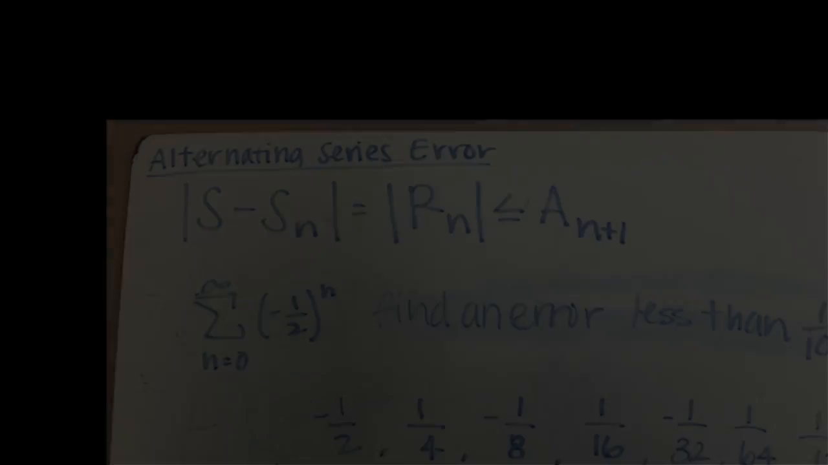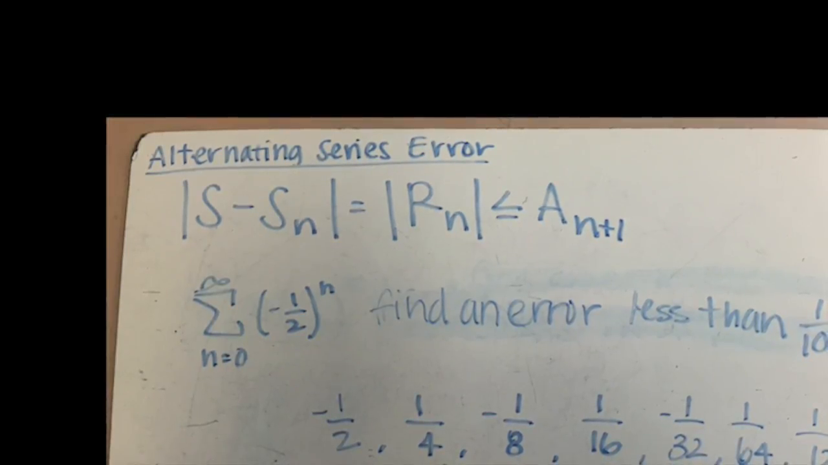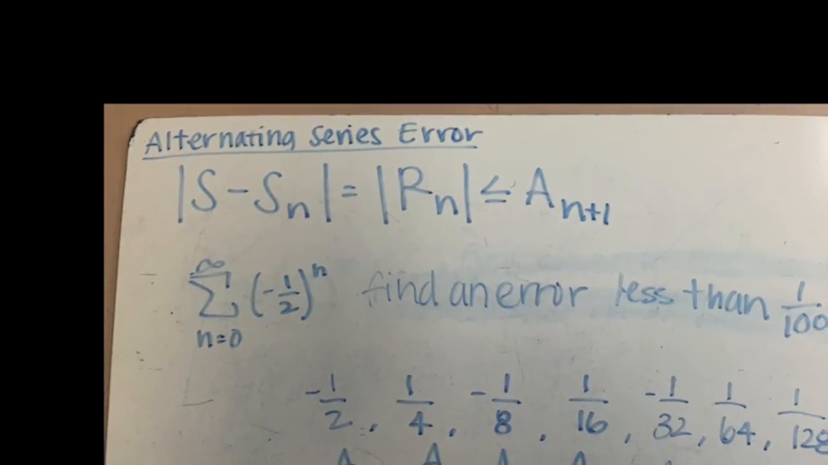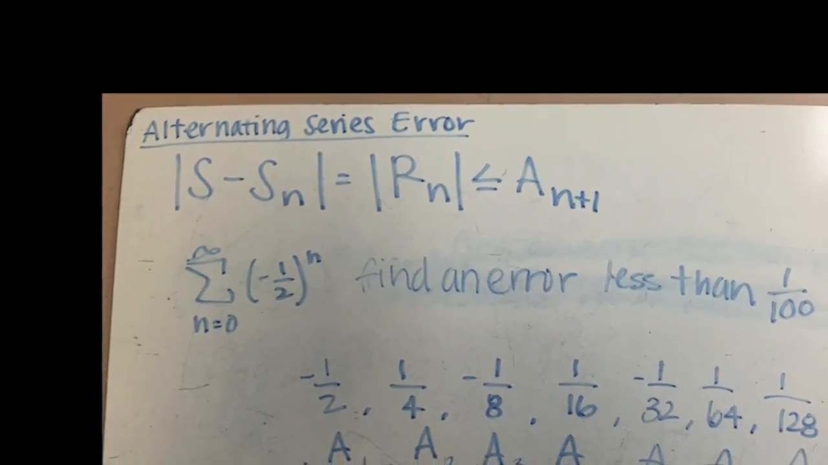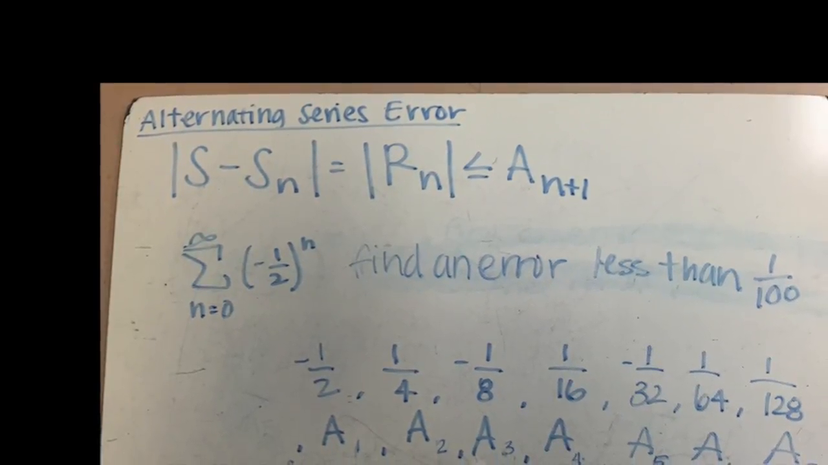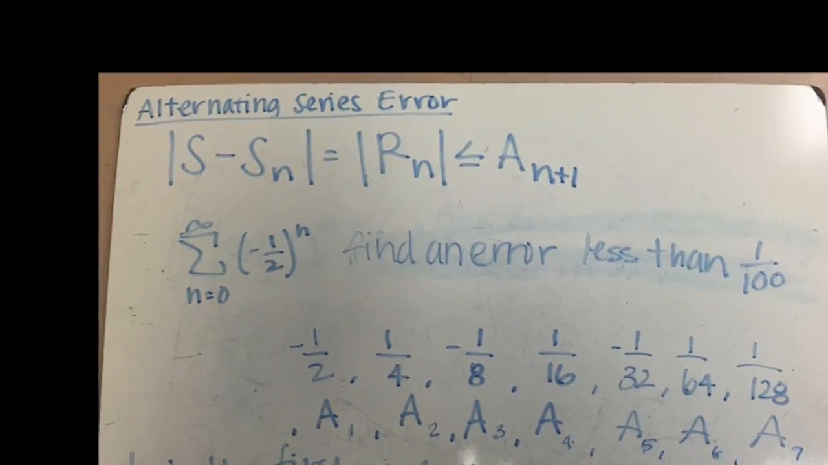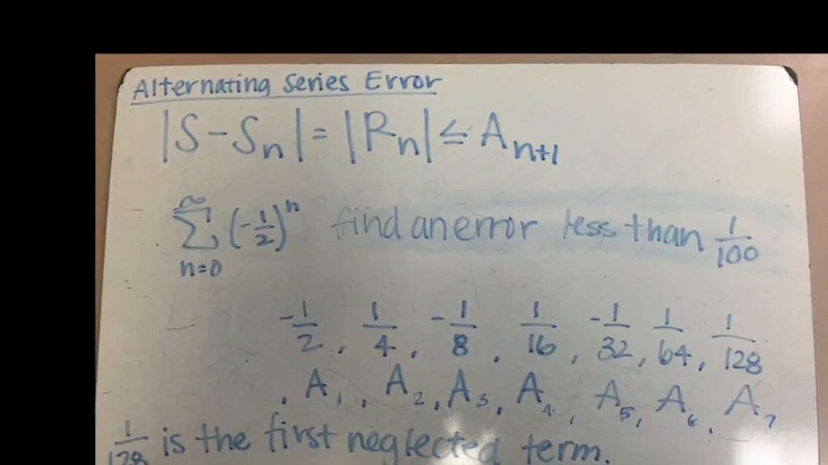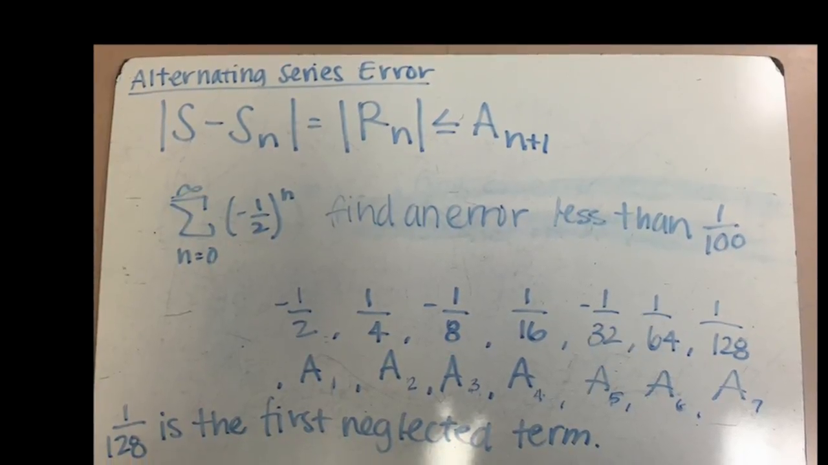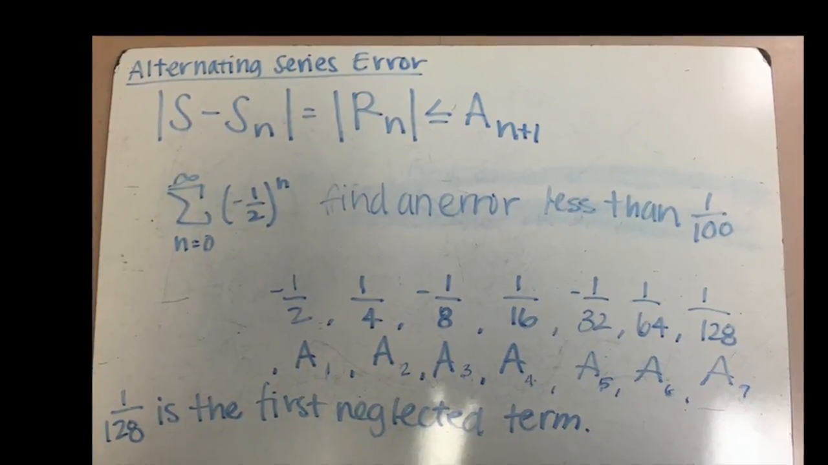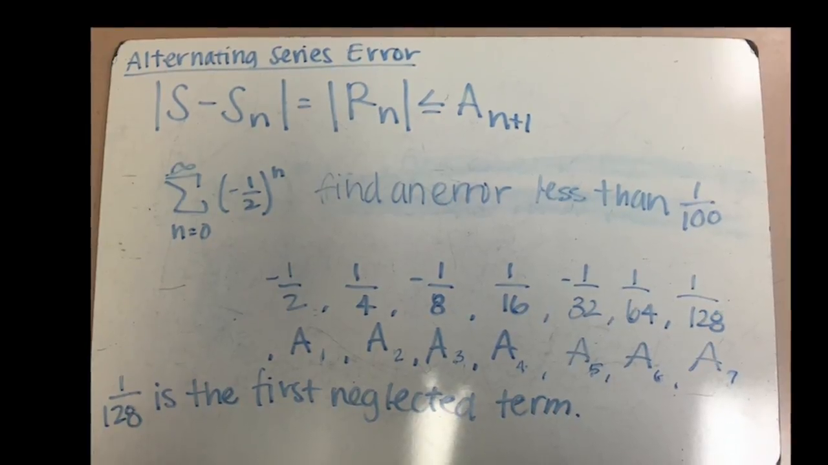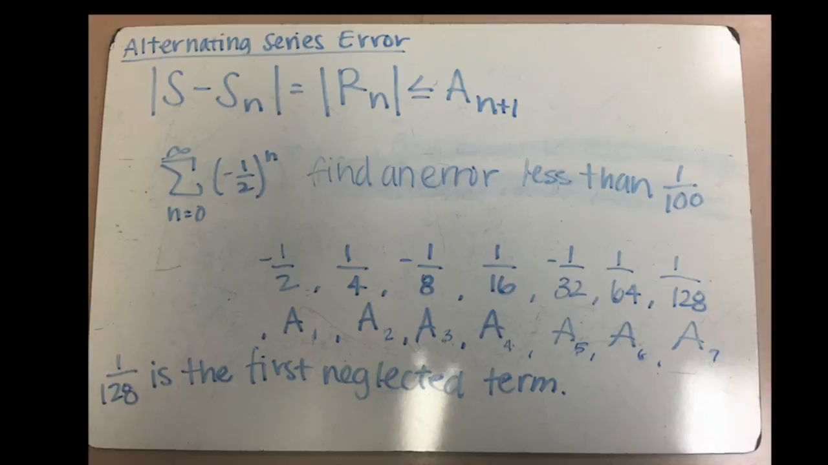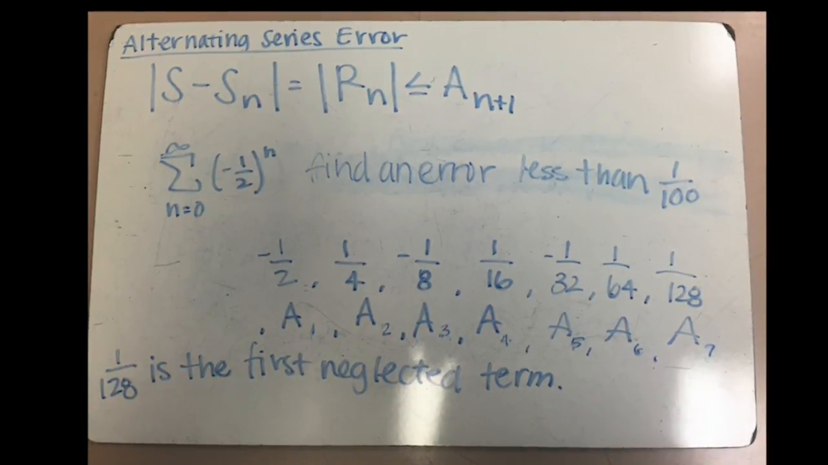For alternating series error, you are going to plug in 1, 2, 3, and 4, etc. into n of your equation until you reach or pass the error asked for in the question. For example, this question asked us to find an error less than 1 over 100. So I plugged in n equals 1, 2, 3, 4, 5, 6, and 7. When I plugged in 7, I got 1 over 128, which is less than 1 over 100. 1 over 128 is my first neglected term.